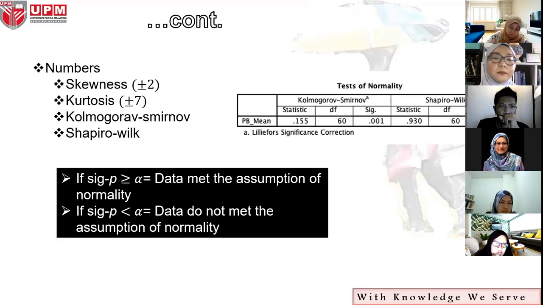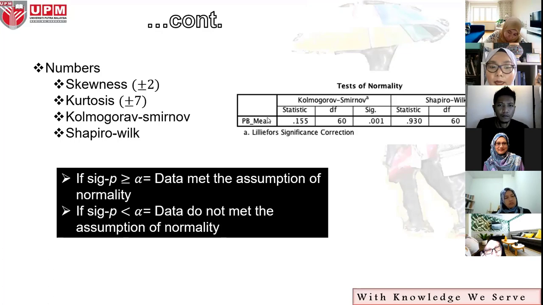Okay, next one. You can also report the normality based on numbers, in which you use the skewness, kurtosis, Kolmogorov-Smirnov, and Shapiro-Wilk. For skewness, we use the cutoff point plus minus 2, and for kurtosis, we use plus minus 7. Meanwhile for the Kolmogorov-Smirnov and Shapiro-Wilk, we compare the significant value against alpha.